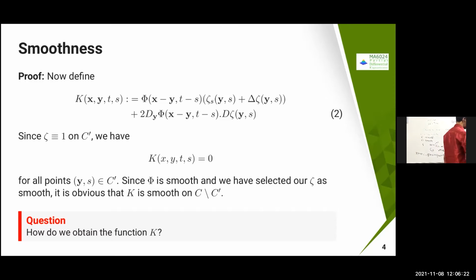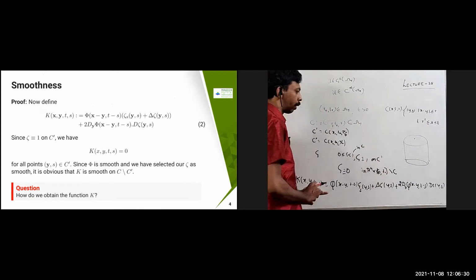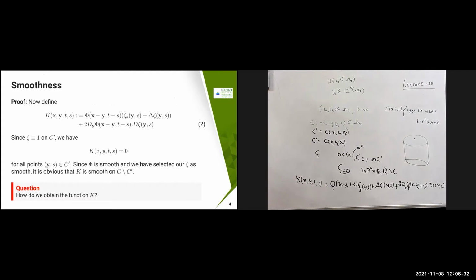The question is, how did we get this function? That is the question we are going to answer now. How do you obtain this function k of x, y, t, s? That's what we are going to see.